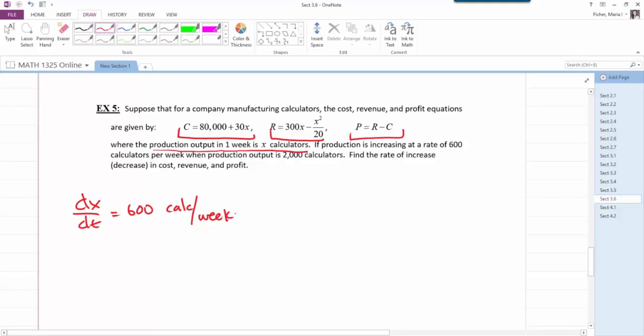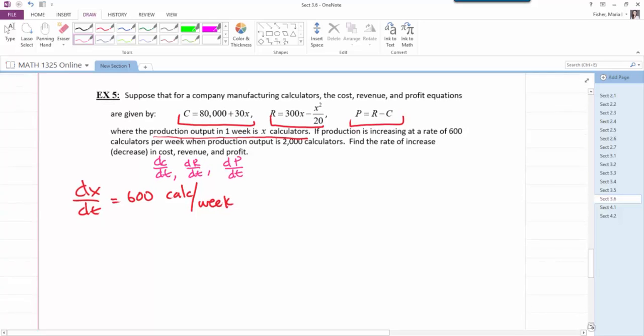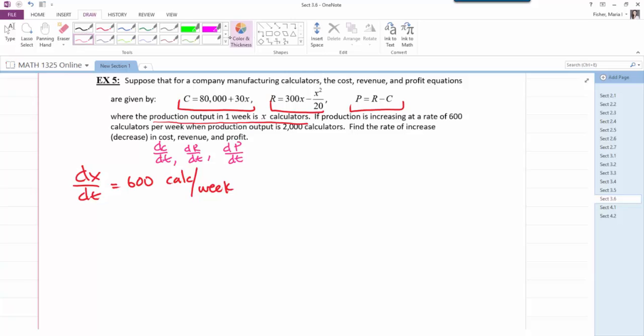When the production output is 2,000 calculators, we want to find the rate of increase or decrease in the cost, revenue, and profit functions. So I need to find the rate of increase or decrease in cost, which means I'm looking for dC/dt, revenue, which means I'm looking for dR/dt, and profit, which means I'm looking for dP/dt. So let's go ahead and work all this out. This one's easy because our equations are already given for us, so we don't need any work to find our equations. So let's start with trying to find the rate of change in the cost.